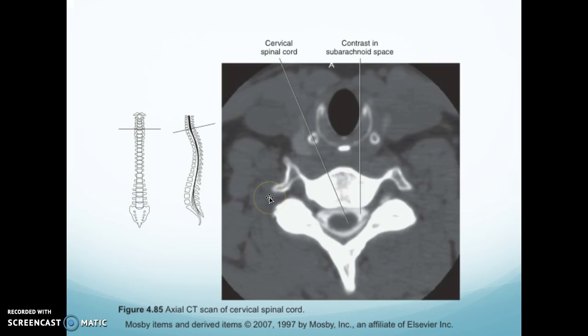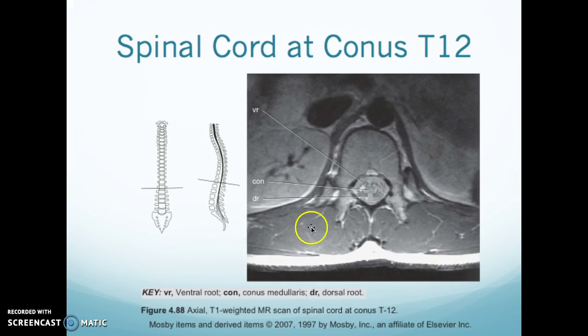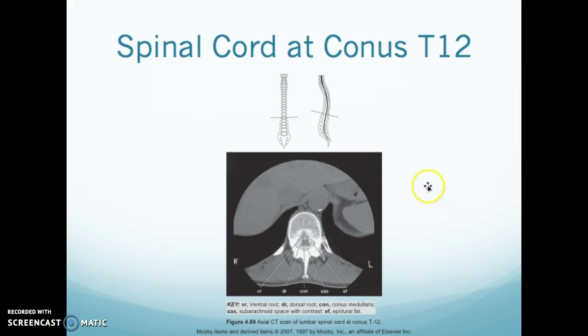This is a CT myelogram. The contrast is in the subarachnoid space. So this is T6, and we're looking at the body here, and you have your thoracic spinal cord, the gray, and then here's your descending aorta. You have contrast in your subarachnoid space and your spinous process, and you have a rib coming off here. You have your ventral root and your dorsal root with your conus medullaris. You're at T12, so it should be ending right about in that area.